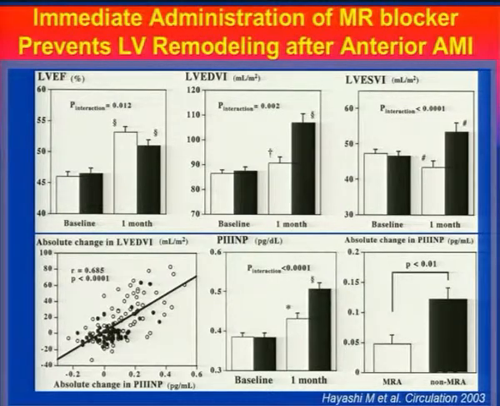spironolactone decreased procollagen type 3 amino-terminal peptide. This is the biomarker of collagen synthesis. So there is a very clear correlation between this biomarker and also the EDV. So early administration of spironolactone reduces the LV remodeling.